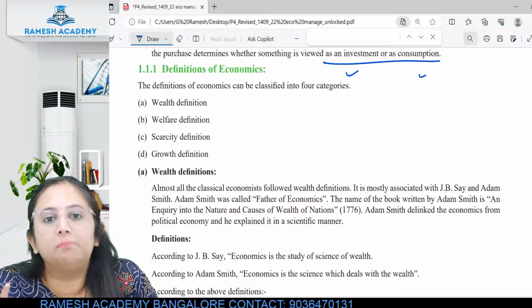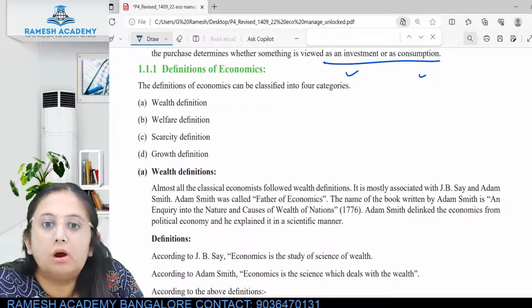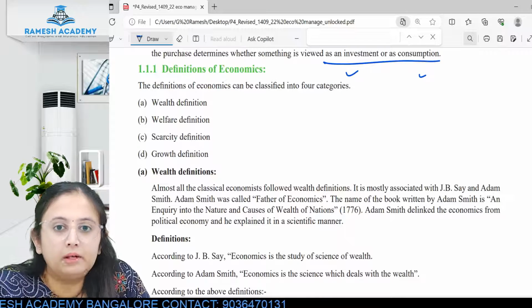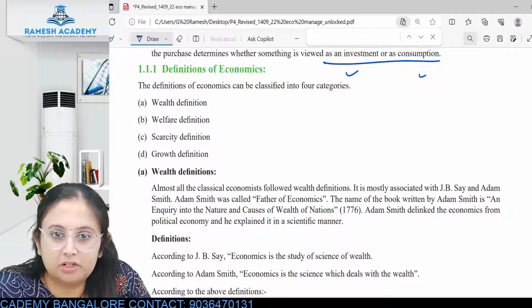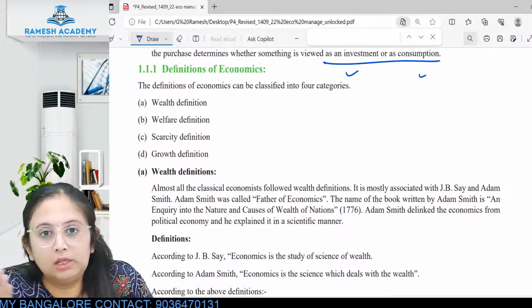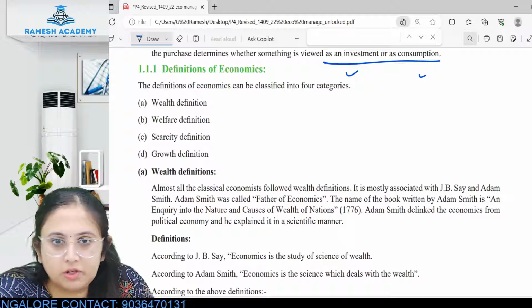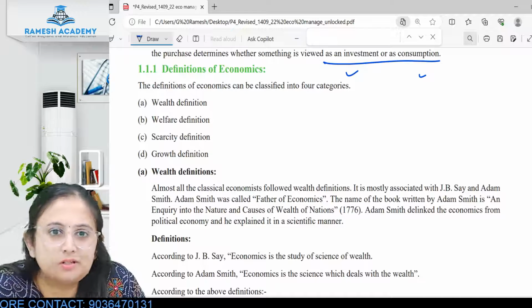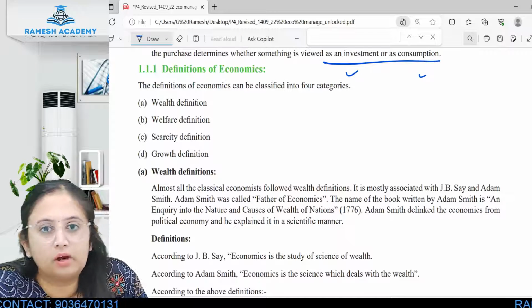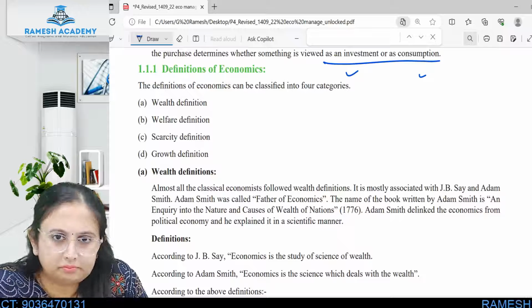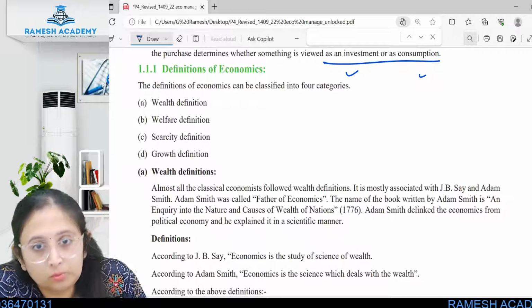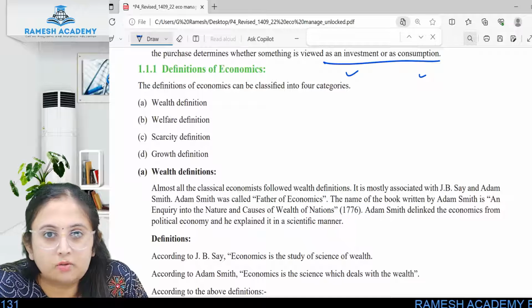But for the purpose of the syllabus, or for getting a proper idea about the definition of economics, if you go through these 4 definitions, that is more than sufficient. You get a lot of definitions, there is no doubt about that, but these 4 are very, very important. So what are those 4 definitions? Who has given them? We will see first.